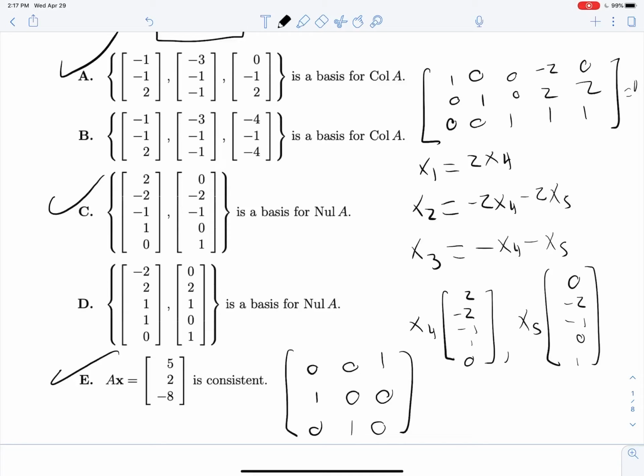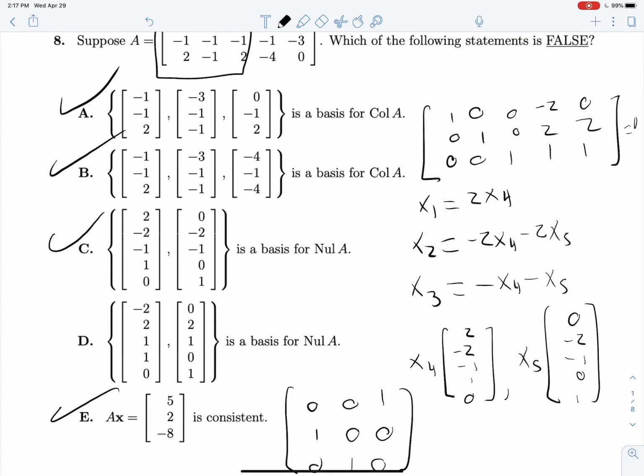Hope you followed all those steps there. So you can see we have three pivots. We can rearrange this and get the identity matrix. Thus, this thing is a basis for the column space of A, which is just all of R3.